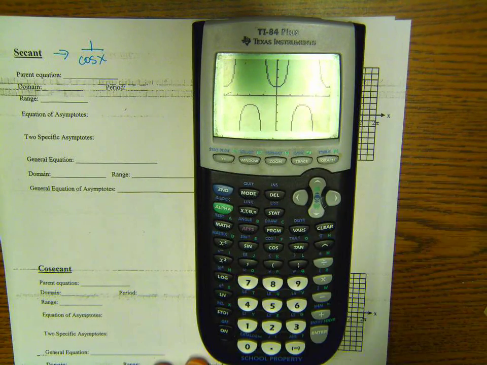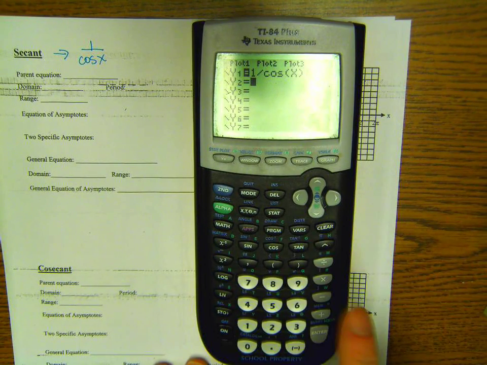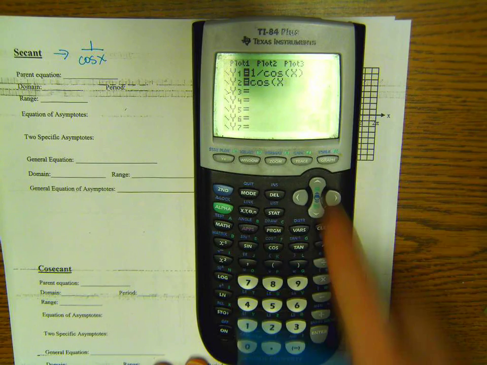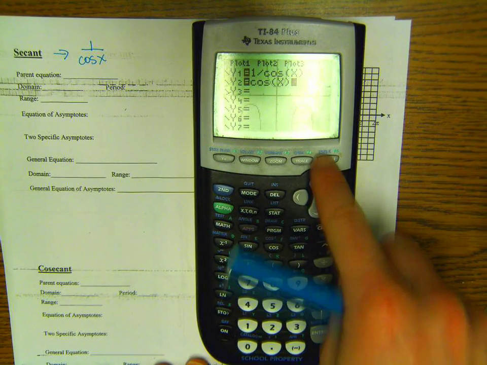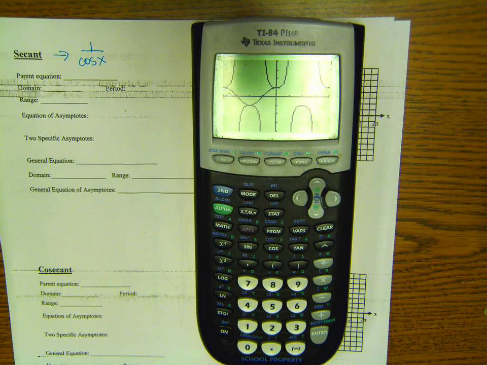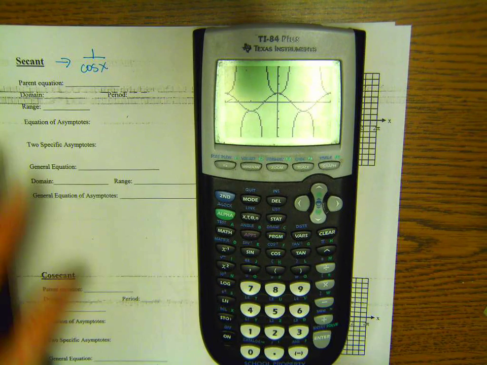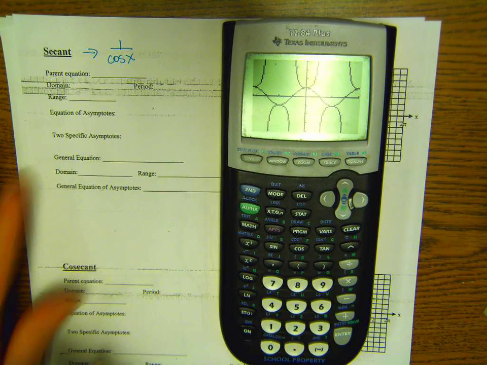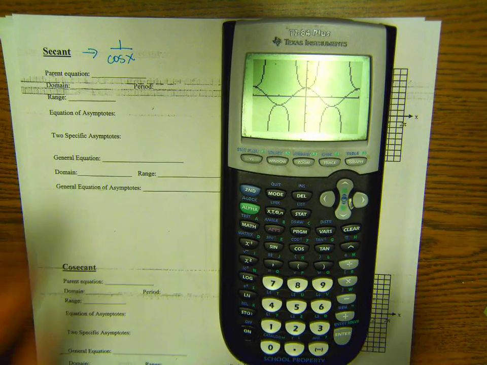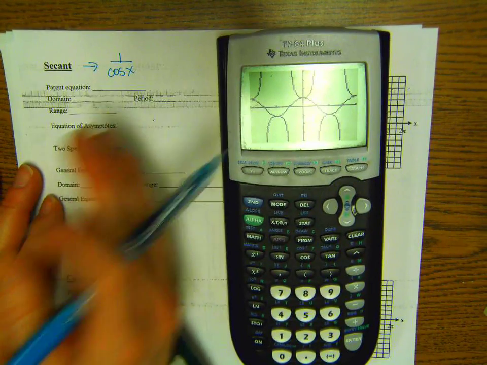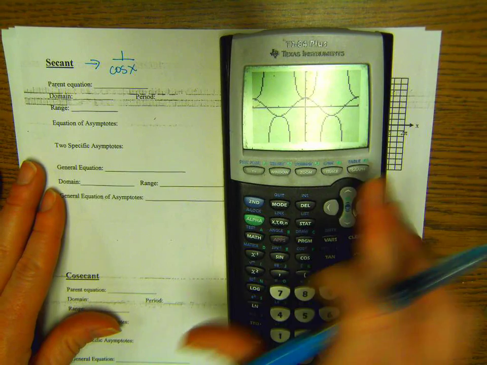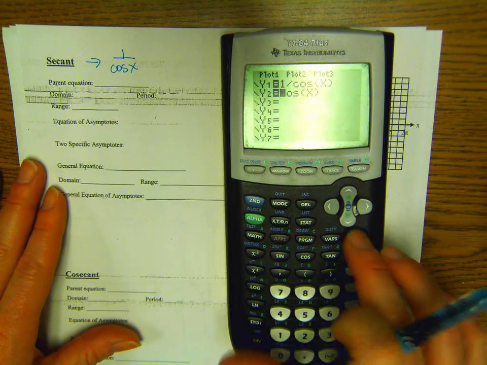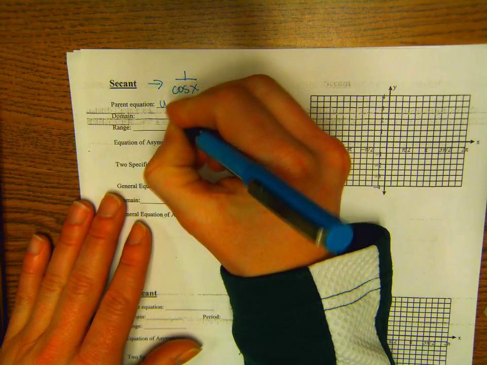Just for the heck of it, you don't do this, but let me just graph it with cosine x so you can see, if I threw the cosine on there. All right, so really as far as graphing goes, they're kind of these U's. And so they're not technically parabolas or anything like that, but that's kind of how I remember it, as a U-shaped graph. So the parent equation is just y equals secant x.